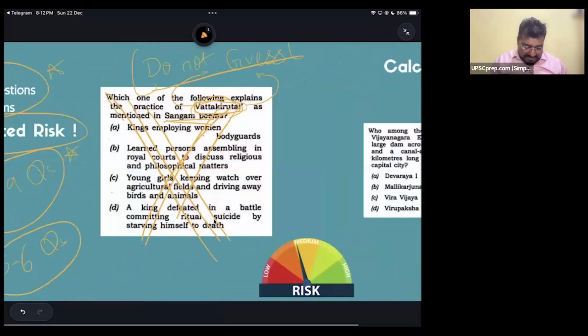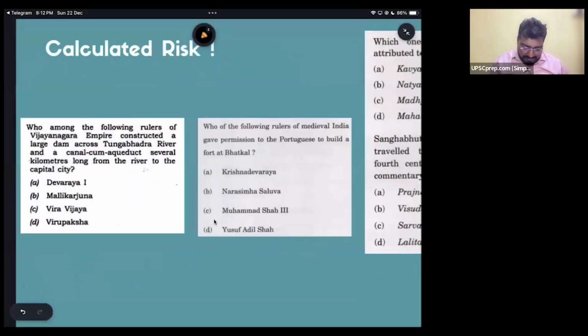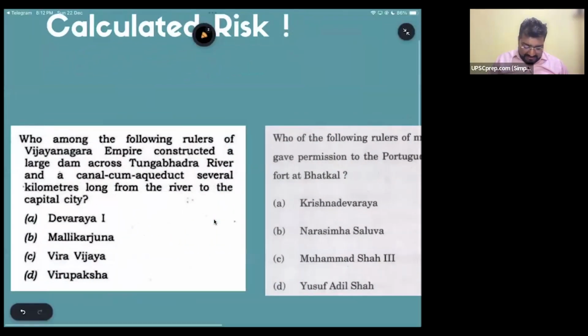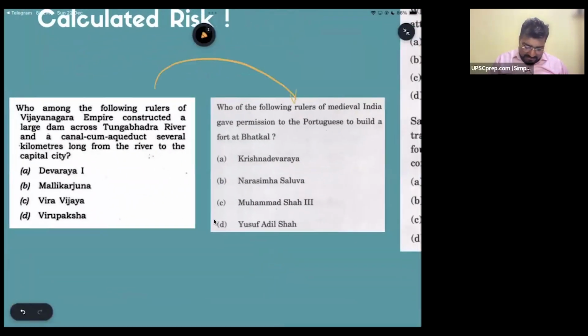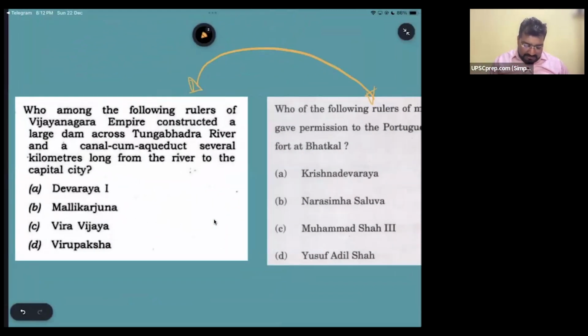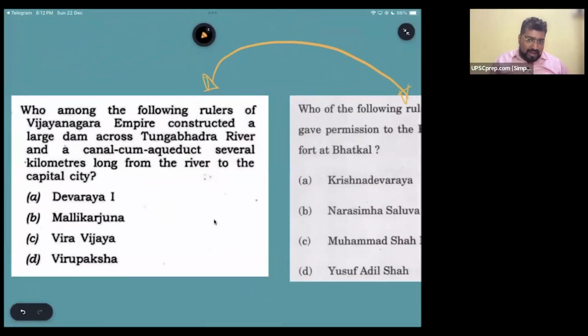Coming to other questions, for example, this. Again, I consider these 2 questions comparatively easy because I have been teaching these particular concepts in our lectures for 4 years. But suppose any of you are not aware of these concepts, like which among the following rulers of Vijayanagara constructed a large dam across the Tungabhadra river.